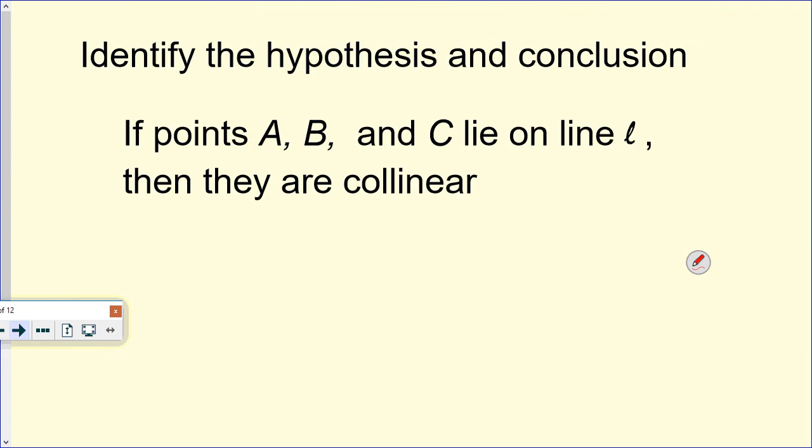All right. So we have a conditional statement here. If points A, B, and C lie on line L, then they are collinear. So we said our conclusion is the result, or what we're defining here. You see a vocab word up there that we talked about in geometry: collinear. Collinear is a word that we've defined, so that's what we're trying to get to, right? That's our result. What would be our conclusion here? And what two words do we not include in our hypothesis and our conclusion? If and then. So what is our conclusion? What's the result here?